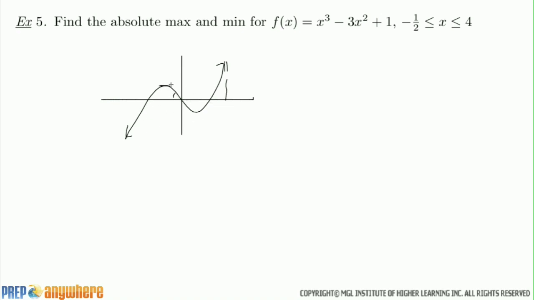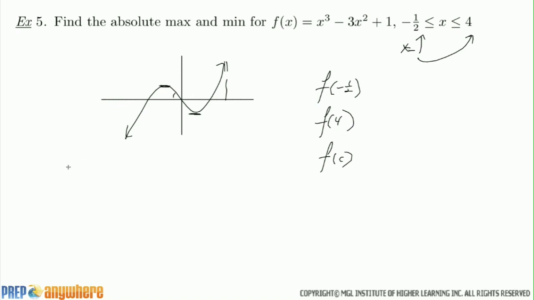You have to check out the local max or min points as well as the endpoints. The endpoints are when x is equal to -12 or 4 this time. You gotta compare the 4 values and see which one is the highest and which one is the lowest. So you need to evaluate f at -12, f at 4, and f at the critical values.